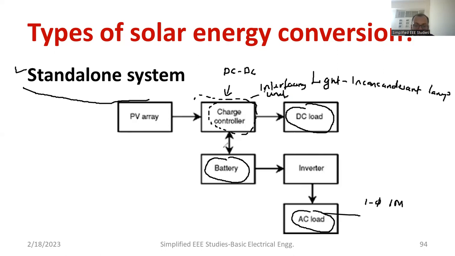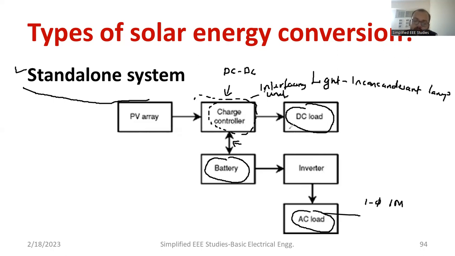The second function: the charge controller is connected to the battery. Once the DC load is satisfied completely, definitely there is excess energy during the daytime. So the excess energy can be stored in the battery. There is a battery connected. You can see the bidirectional current flow given here. So the excess energy can be stored in the battery.